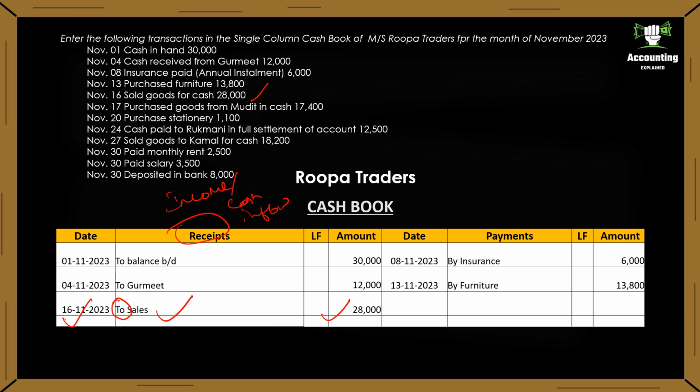Now let us see the journal entry. Journal entry for cash sales is cash account debit. As your asset cash increases, you are debiting cash to sales. Sales is your income, so crediting it. Okay, this is the journal entry.